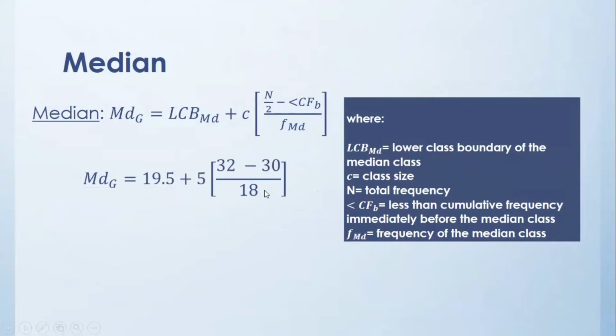And then, let us compute for the median class. So, like what we always do, let's simplify first the number inside the parentheses. So, we're going to have 32 minus 30, which is equal to 2 over 18. And then, multiplying it by 5 and adding 19.5, you're going to get 20.05555 and so on. So, again, we always round off to the nearest hundredth. So, that's why we will get 20.06 as the value of the median of the given grouped data.